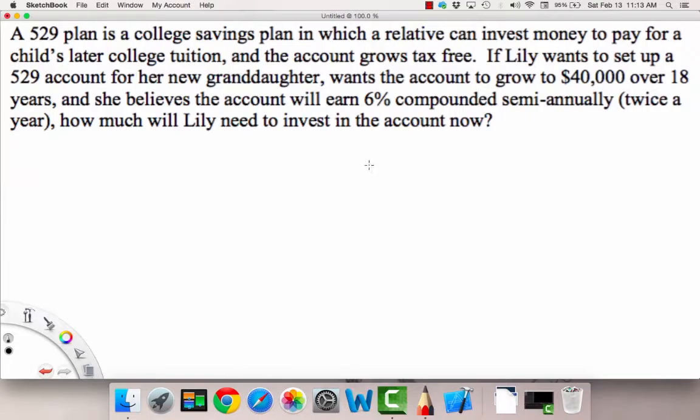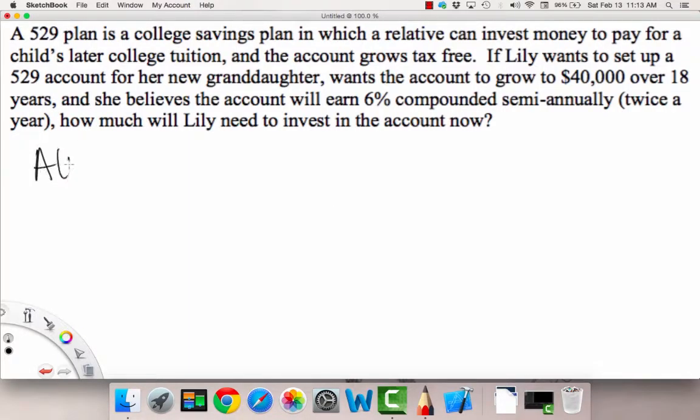A reason it's good to know the significance of each of these variables is when we're faced with a problem such as this. When they give you an essay for a question and say, find this, you have to be able to identify what information they're giving me and what I need to look for, okay? So, let's read through the problem.